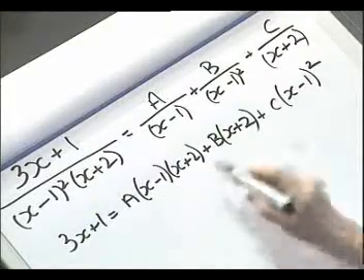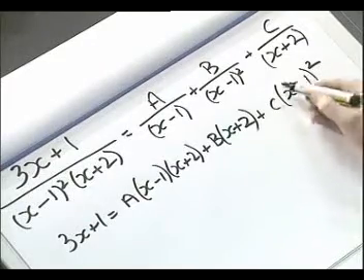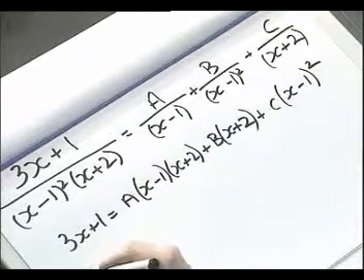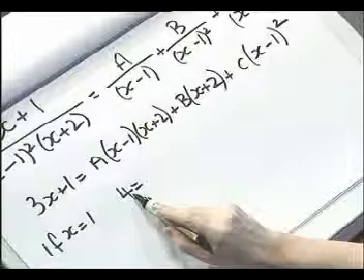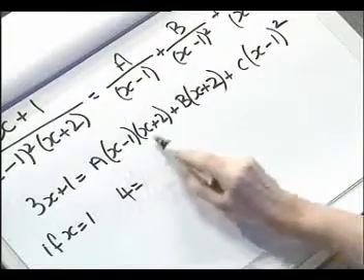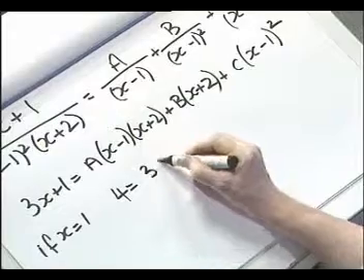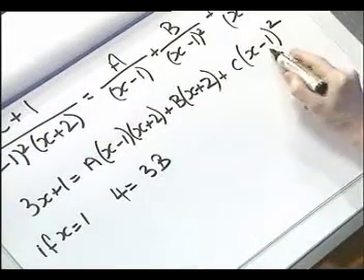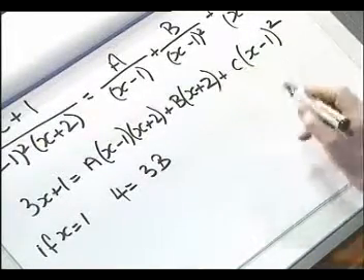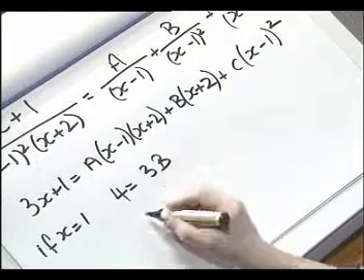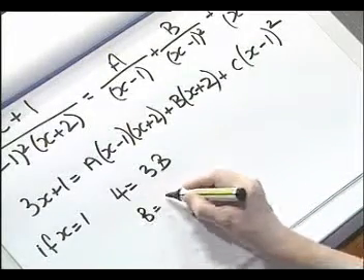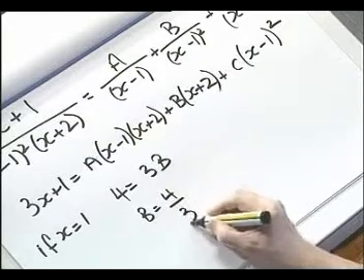Again, the special values. x equals 1 will make this 0, so a will disappear, and it will make this 0, so c will disappear. If x equals 1, we have 3x plus 1 is 4. That's 0, so that expression disappears. 1 plus 2 is 3, so we have 3b. This is 0, so this disappears. So we have 4 equals 3b, giving b equals 4 over 3.